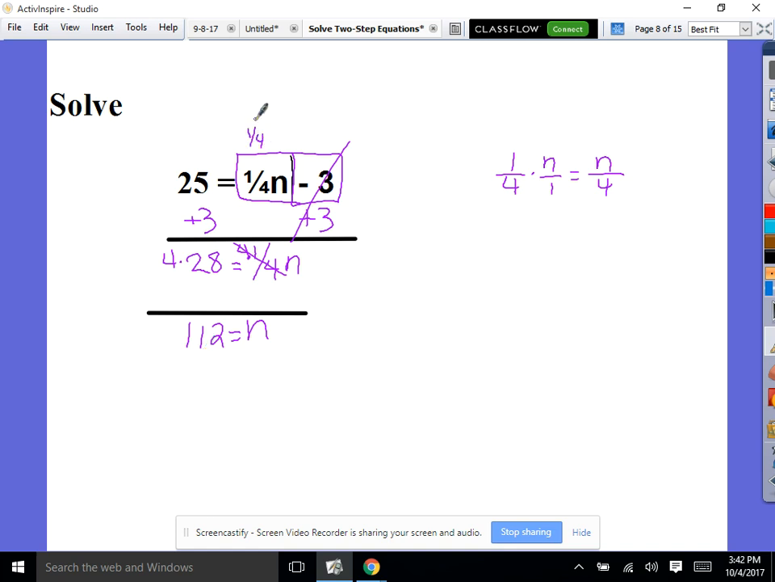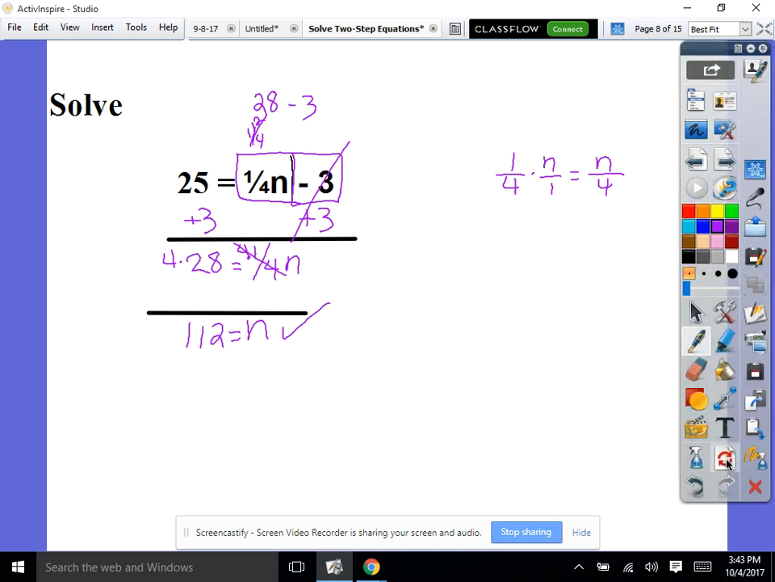1/4 times 112 would be 112 over 4. So 4 goes into 11 2 times, with 3 left over, 4 goes into 32 8 times. So 28 minus 3 is 25. So we know that solution is correct.